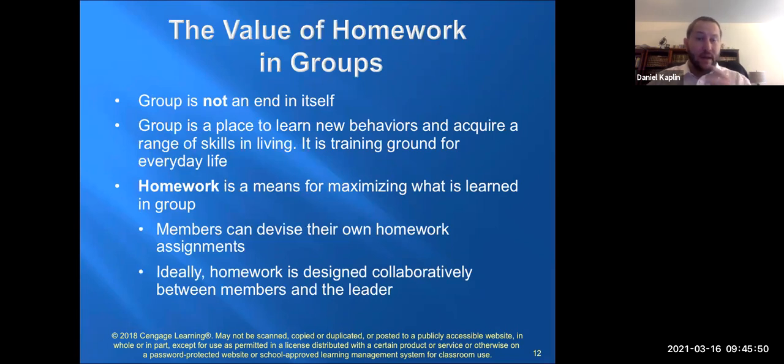All right. Now the group, in terms of homework, we talk about giving homework. The group is not an end of itself.